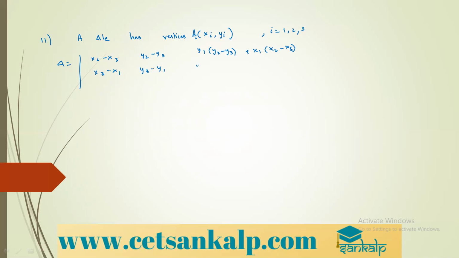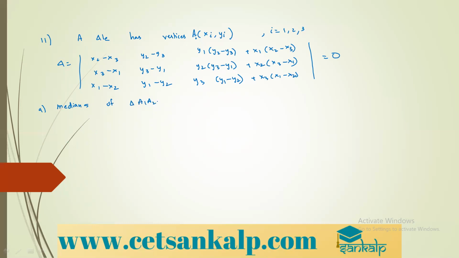Then here y2 into y3 minus y1 plus x2 into x3 minus x1. The last row, x1 minus x2, y1 minus y2, then y3 into y1 minus y2 plus x3 into x1 minus x2. This is the determinant. It is equal to 0. What does it mean? Medians of triangle A1, A2, A3 are concurrent.